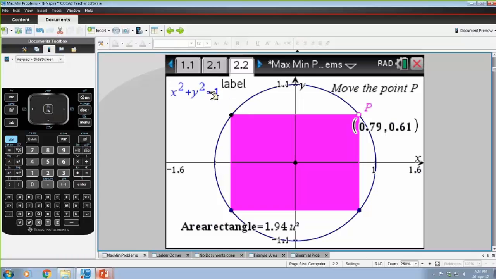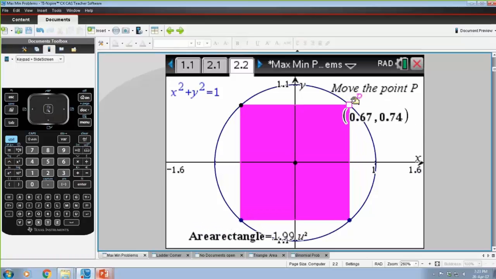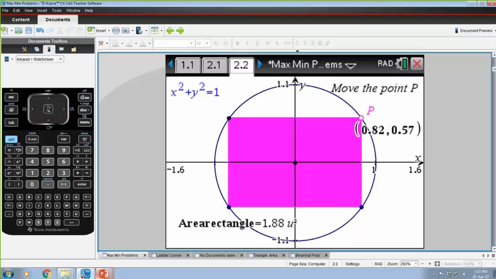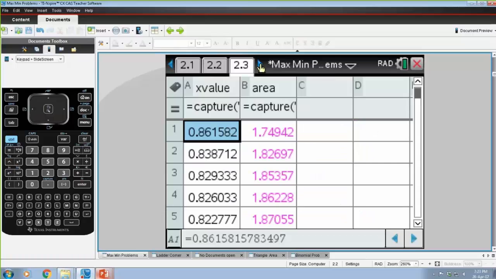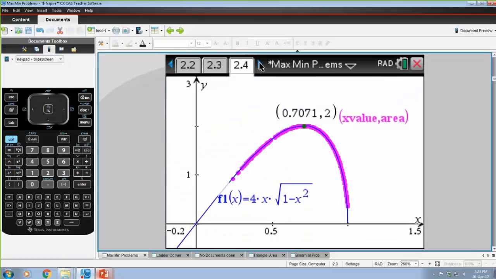So what I've got here is a circle of radius 1, and again, I've clicked a point on this circle, and by moving this point around, we can see that the area of the rectangle is going to change. So the same thing as what we did in the last one. We do the data capture of the x value and the area, and then we do a scatter plot of the points.